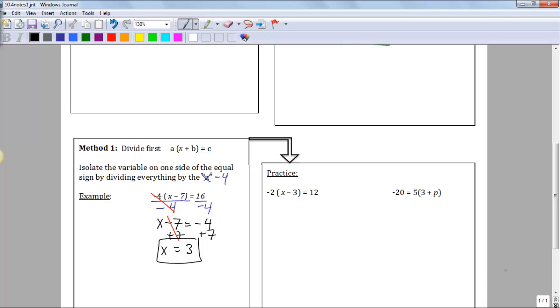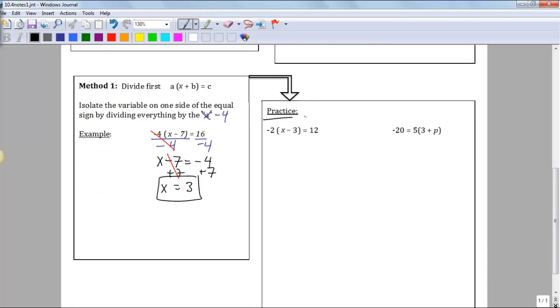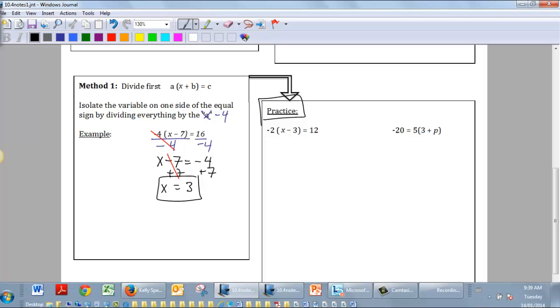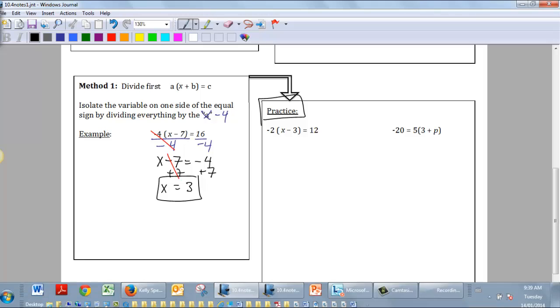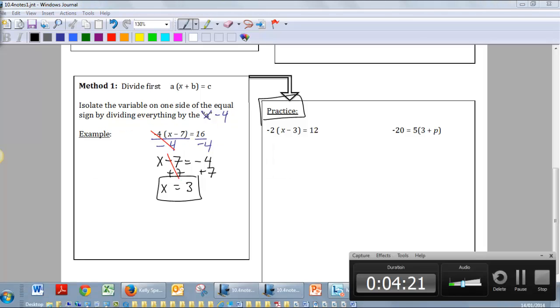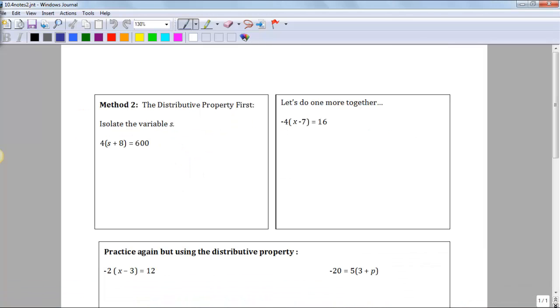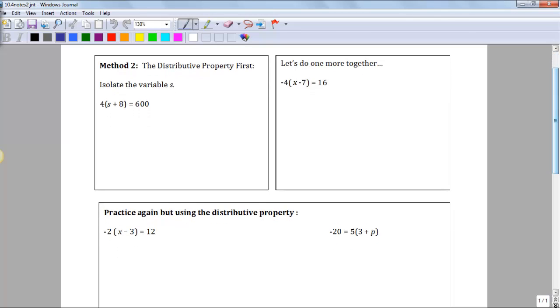Why don't you pause the video now, try these 2 on your own, and the answers will be posted in the answer key in tomorrow's lesson. Oops, there is my pause button. Okay, welcome back. So this is the second page and the second method.